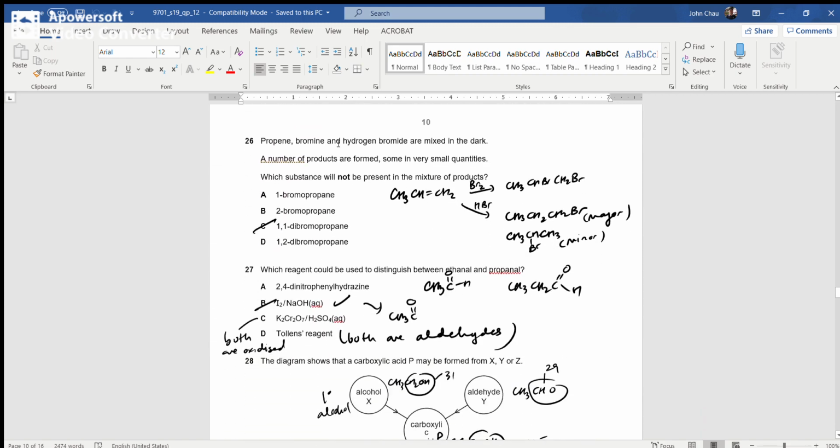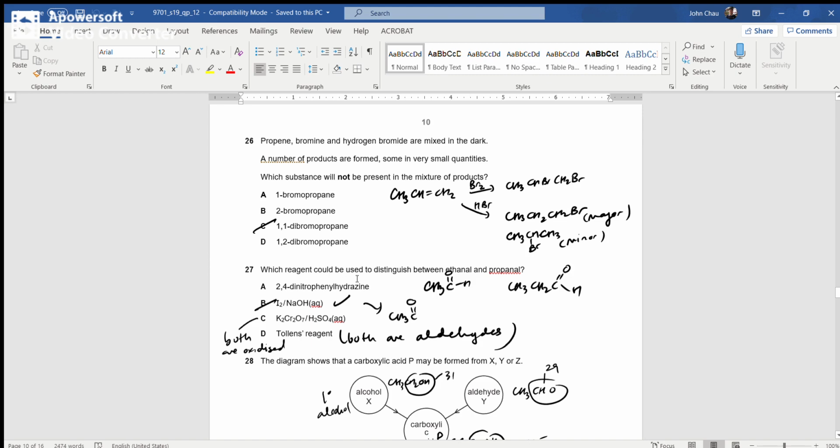26. Propene, bromine, and hydrogen bromide are mixed in the dark. A number of products are formed, some in a very small quantity. Now, which substance will not be present in the mixture of the product? Propene can react with bromine to form this compound, and also can react with hydrogen bromide to form this compound, right? These two compounds. So which substance will not be present? One bromo, we have. Two bromo, we also have. One dibromo, we don't have. One two dibromo, yes, we have here, right? So that's why the answer is C.